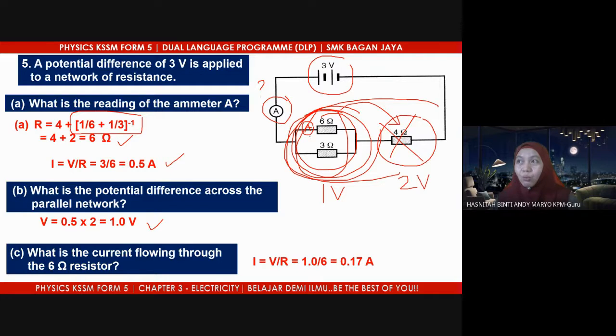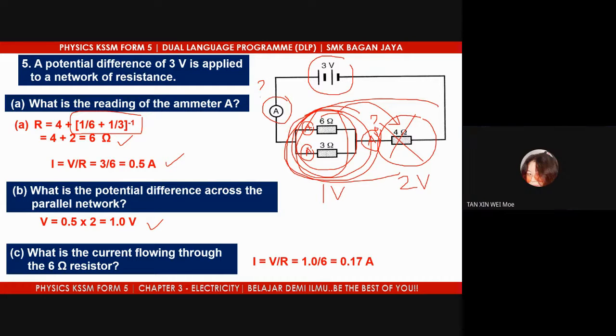Reading here will be lower than the main current. Okay, if you put another ammeter here, the reading will be different. If I put an ammeter here, what will be the reading, students? Kalau cikgu letak satu ammeter di sini, berapa bacaan dia?